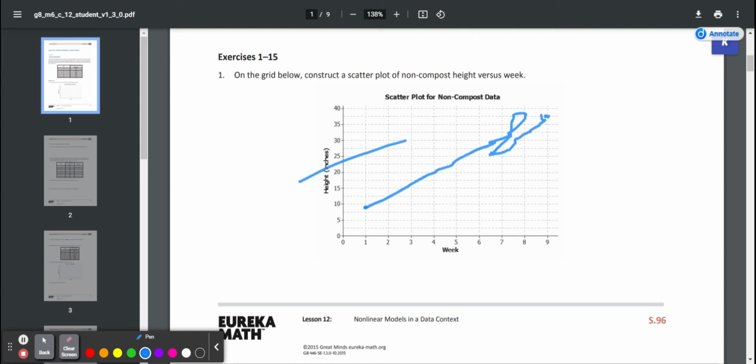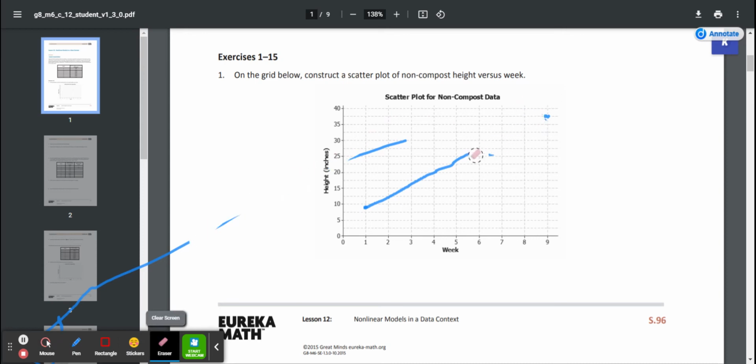Whoops, I clicked my button. That drives me crazy. Sorry about that. I'll just leave that as is. If I click the side of my pen, it just goes crazy.